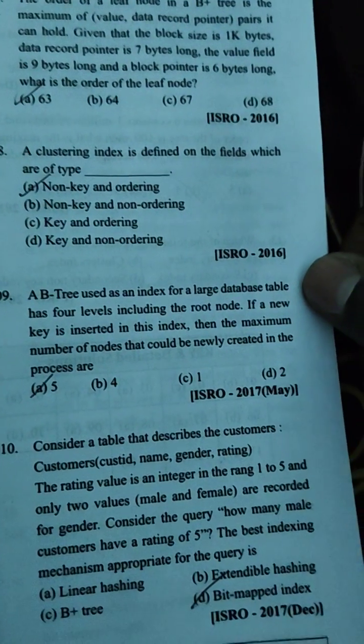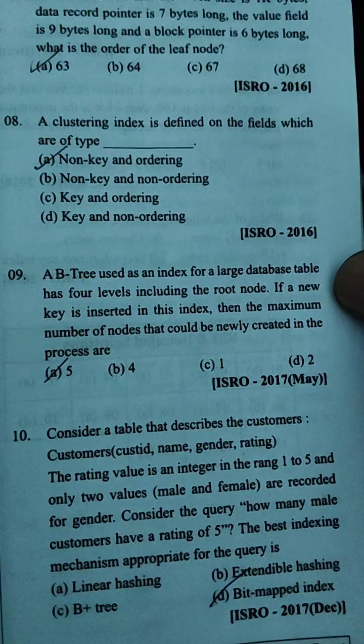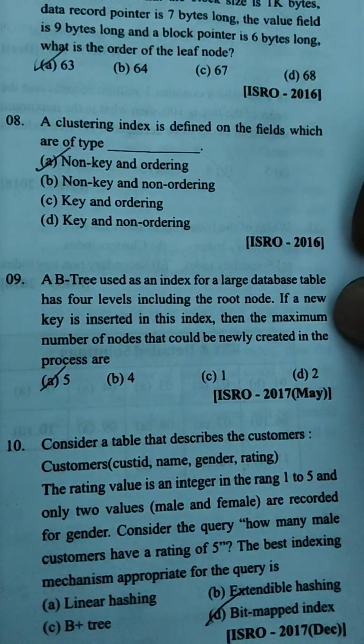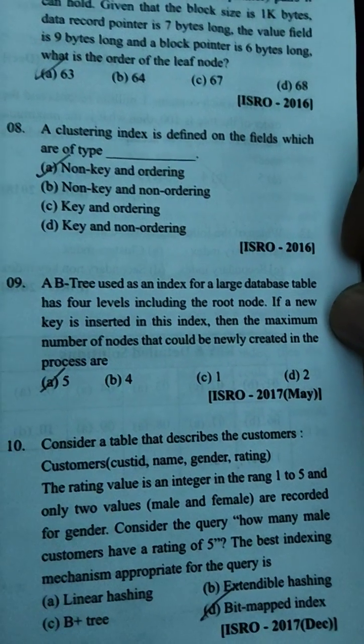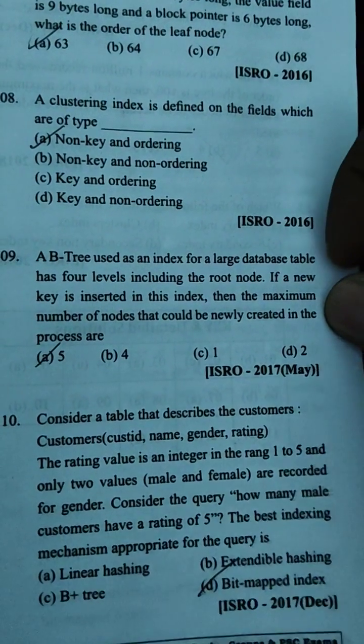Then the 9th one. A B tree used as an index for a large database table has 4 levels including the root node. If a new key is inserted in this index, then the maximum number of nodes that could be newly created in the process is 5.